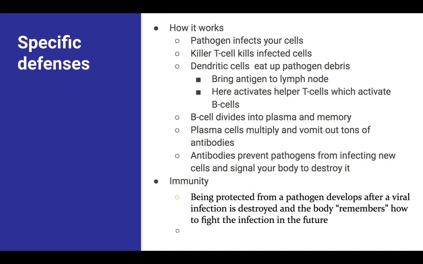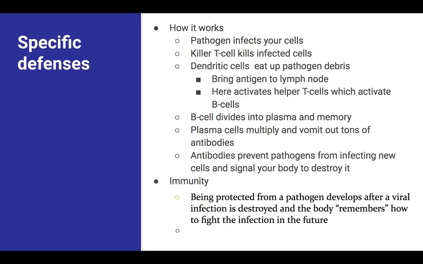Now, it's important to understand, we might think, well, the killer T cells are killing it, so shouldn't that be enough? And the answer is no. Oftentimes, the viruses are too efficient for the killer T cells to really have much of an effect. And so we need the rest of our immune system to be active. So the dendritic cell goes to a lymph node, and it's going to activate a very specific helper T cell, which then will activate a B cell.